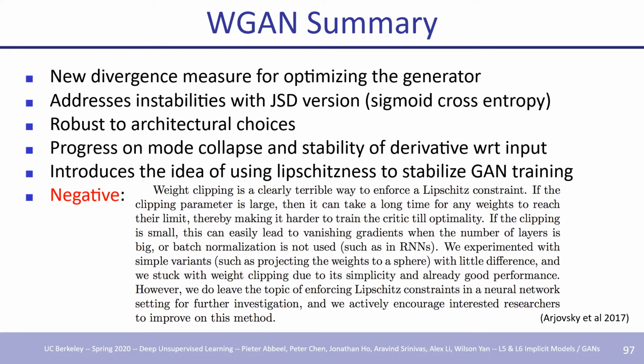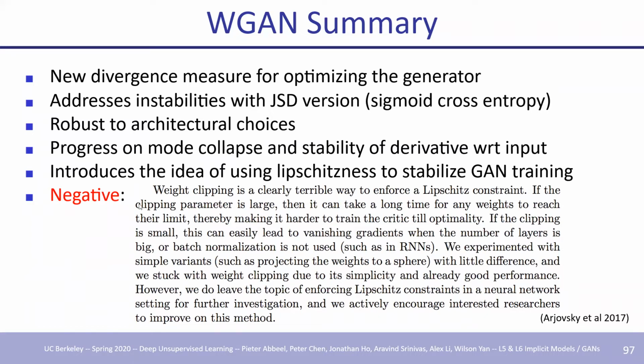Okay, so this is the summary. So we have a new measure of optimizing the generator. Some of the instabilities are addressed. So robust architectural choices: we can use different CNN architectures and ResNet architectures, and a little bit better progress on mode collapse and derivatives. And then the idea was to use the Lipschitz condition to stabilize the GAN.